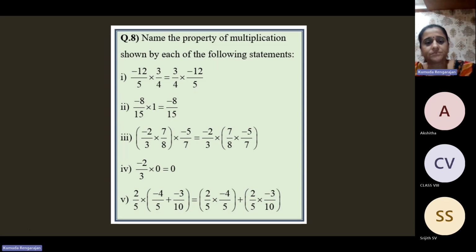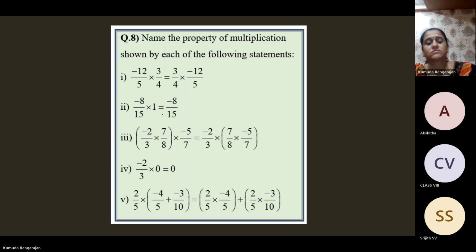Name the property. Harini, please name the property. Commutative property of multiplication of rational numbers. Very good, very good. Commutative property of multiplication of rational numbers. Very good. Next one, Akshita.